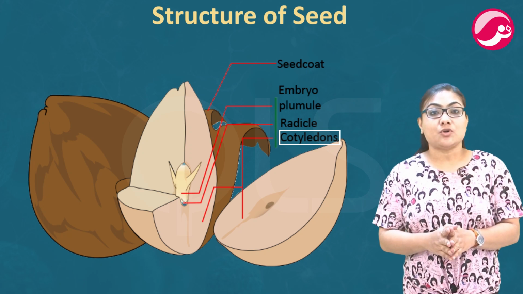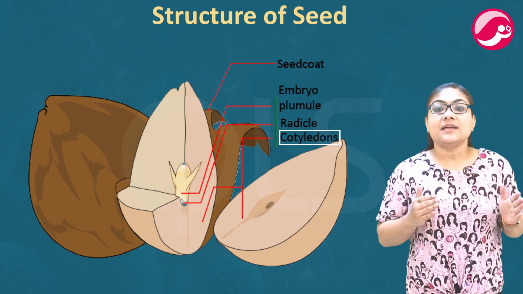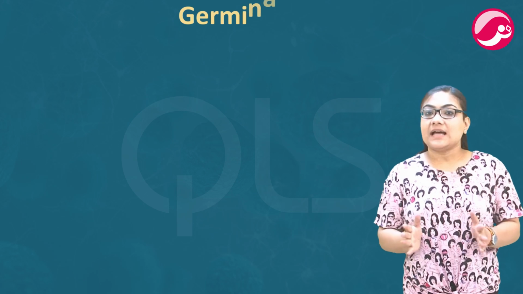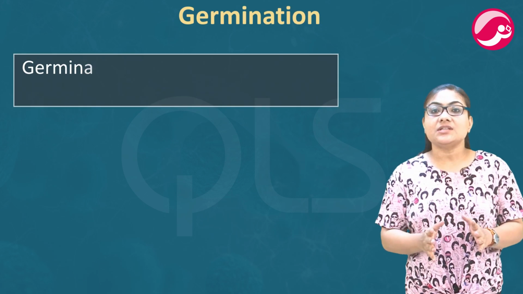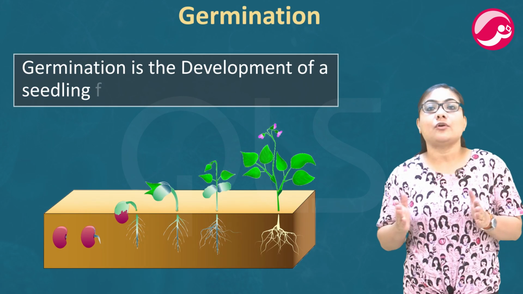Seed germination is the process by which the embryo in the seed kickstarts a new life. Last step is the germination. Germination is the development of seedling from a seed. So students, this was all about the sexual reproduction in plants.